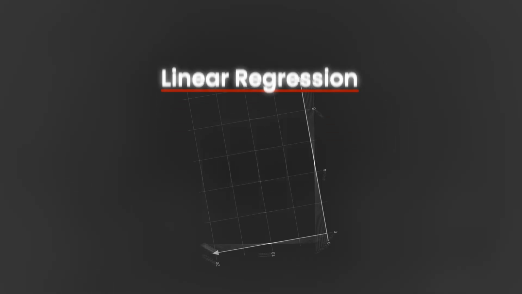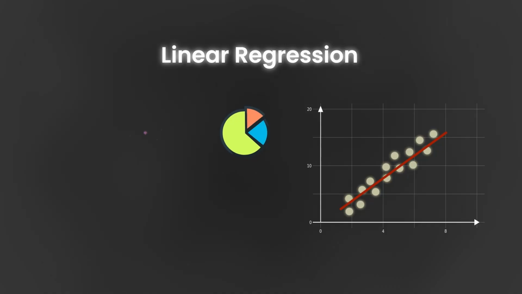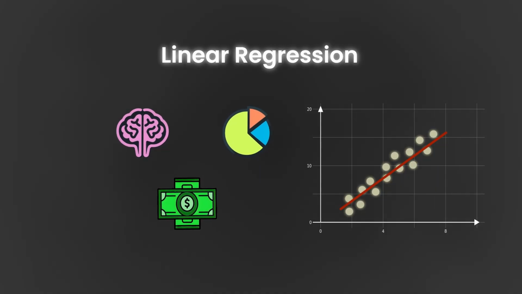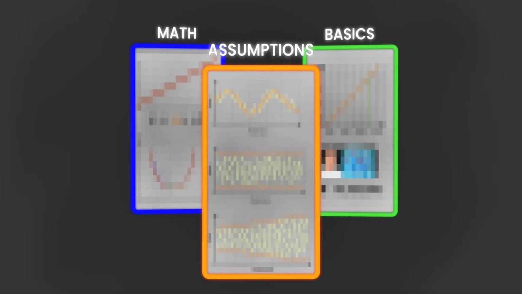Linear regression is probably the most popular method for predicting variables. It's taught in stats, machine learning, and economics. But how does it actually work? In this video, I'll break down everything you need to know about linear regression, from the basics to the math behind it, and the key assumptions you need to keep in mind.